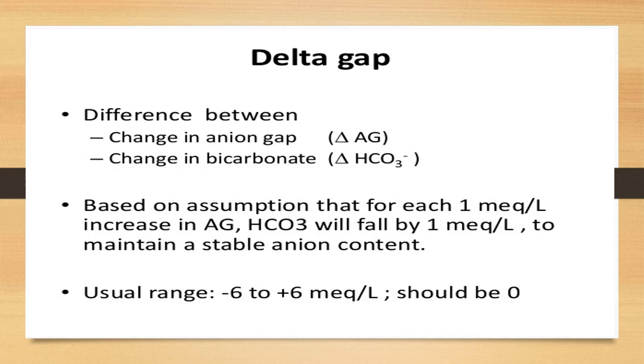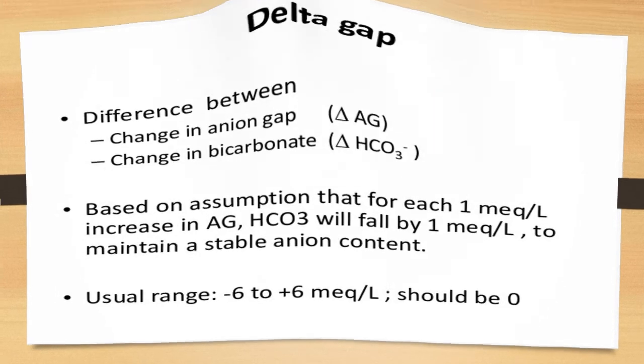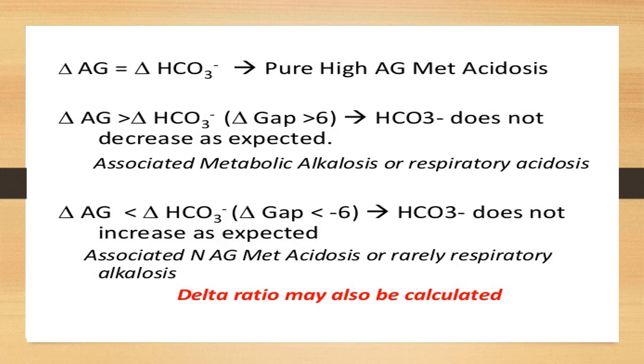It is based on the assumption that for each 1 milliequivalent per liter increase in anion gap, bicarbonate will fall by 1 milliequivalent per liter to maintain a stable anion content. The usual range is minus 6 to plus 6 milliequivalent per liter; it should be 0. If the anion gap change equals the bicarbonate change, that is pure high anion gap metabolic acidosis.